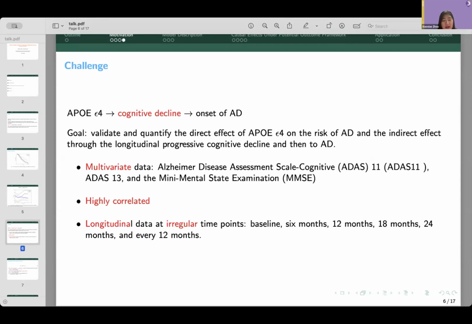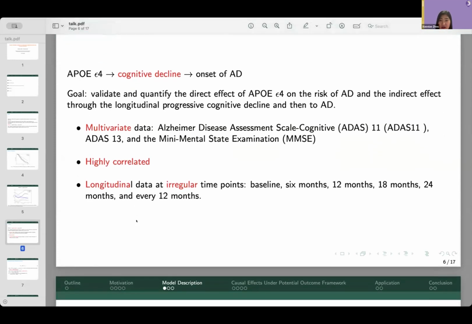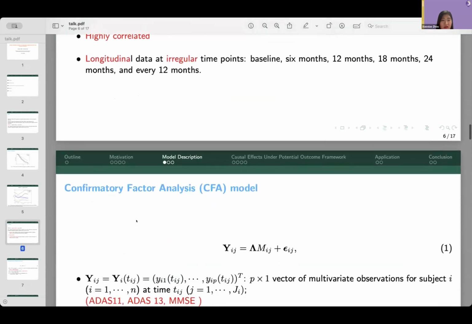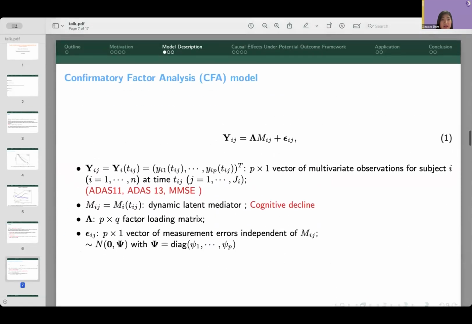So it includes the ADAS-11, ADAS-13, and MMSE. Though targeting different perspectives, these three scores are all associated with cognitive ability, so they are highly correlated. Besides, they are collected at irregular time points, including baseline, 6 months, 12 months, 18 months, 24 months, and every 12 months after.